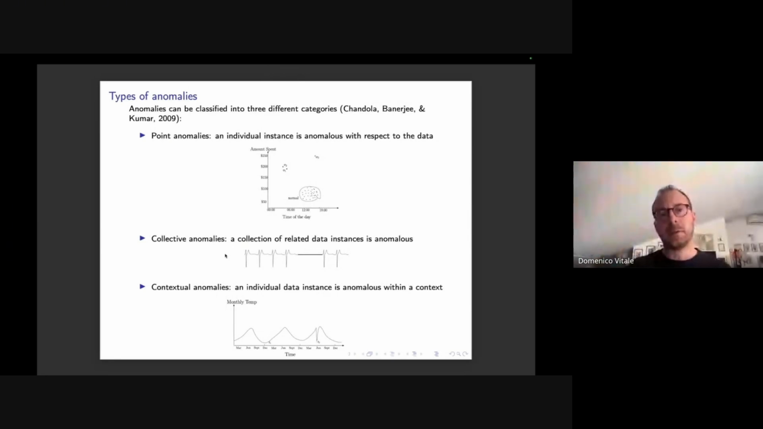Anomalies can be classified into three more general categories according to Chandola et al.'s definition. So to simplify, we can have in a dataset anomalies referring to a single point, a single individual, a single record, a single instance, which is anomalous with respect to the data distribution. Or we can also have anomalies which are a collection of instances considered anomalous.